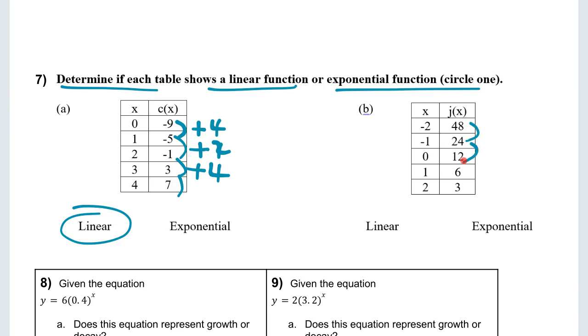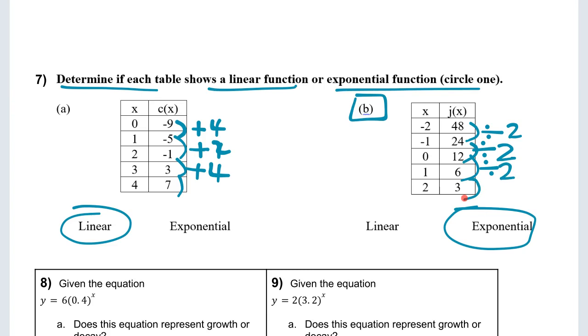Either multiplying or dividing by a constant becomes exponential. Let's see why part B's table is considered exponential. 48 divided by 2 is 24. But 24 divided by 2, is that 12? Yes. 12 divided by 2 is 6. And 6 divided by 2 is 3. Therefore, this table is indeed exponential.